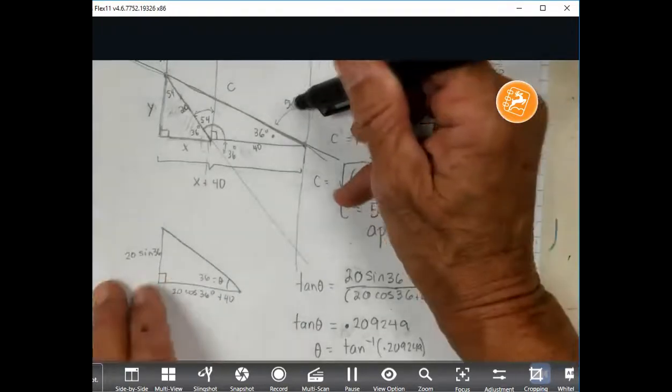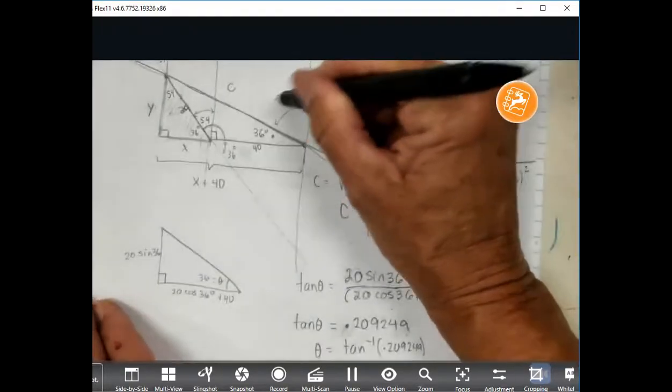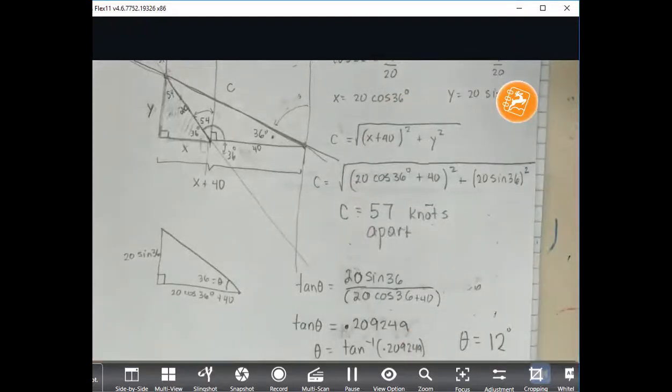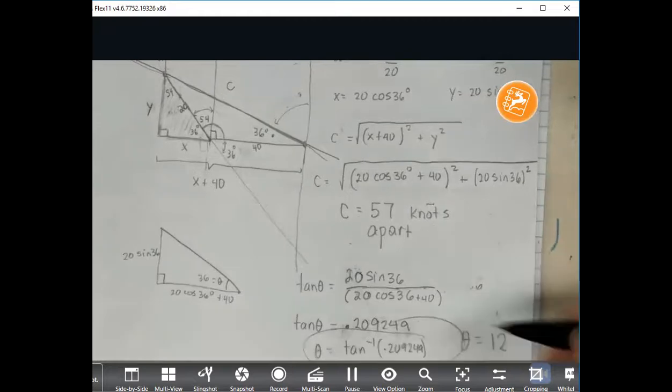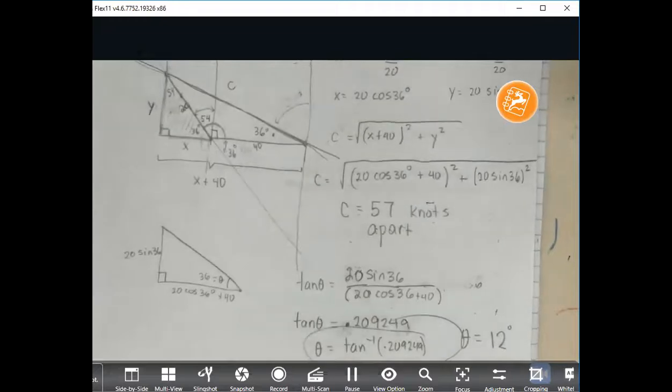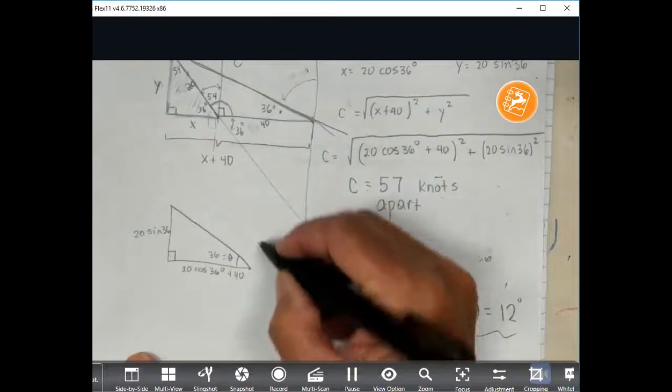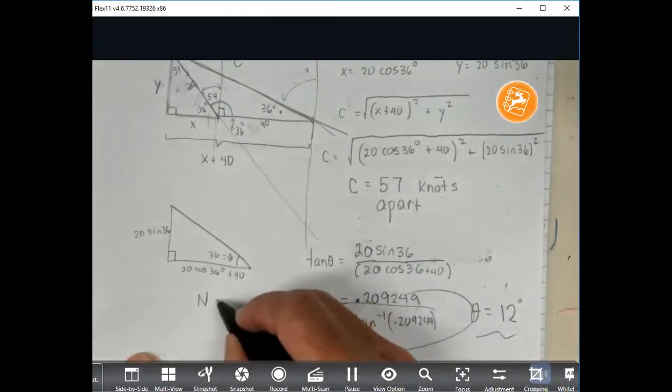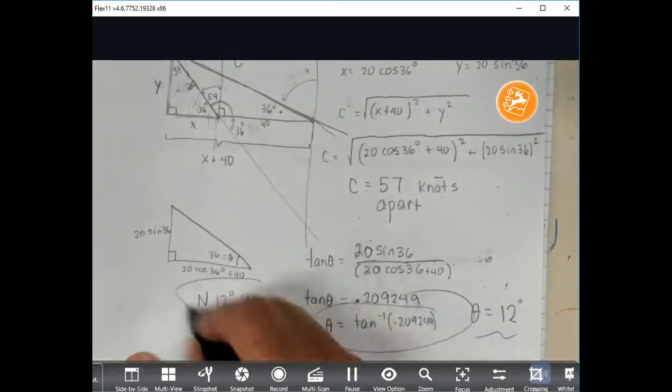Doesn't look like a 12-degree angle, does it? So I hope I didn't punch any buttons wrong. That does stink, doesn't it? So I didn't punch in the right numbers. I don't know how big of a deal that's going to make, but that's the idea. Whatever number that is, we'll say 12 degrees for now. Yeah, 12 degrees will do us. So from that north line, the bearing is north 12 degrees west.